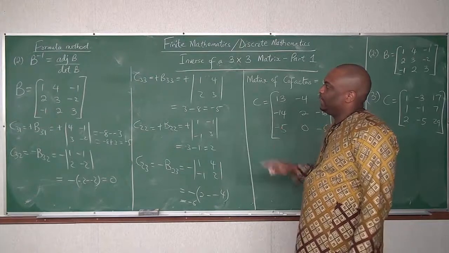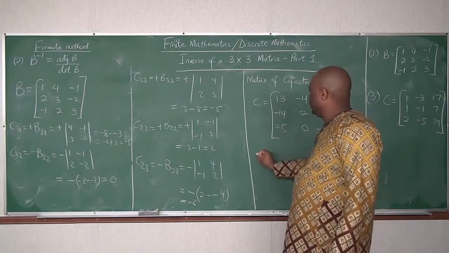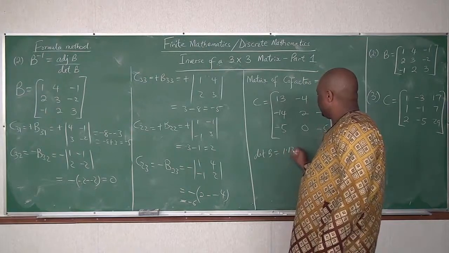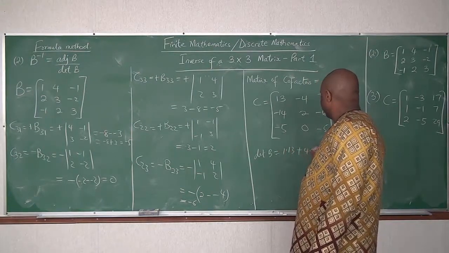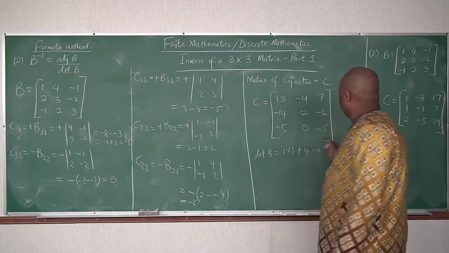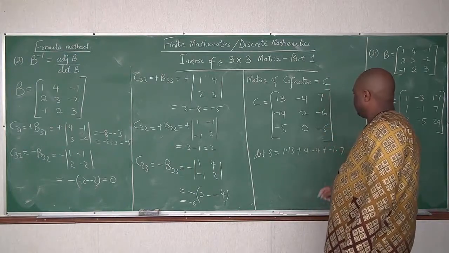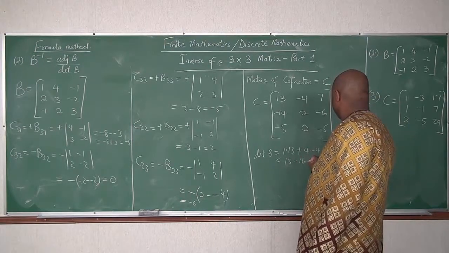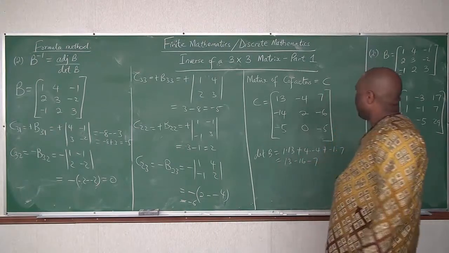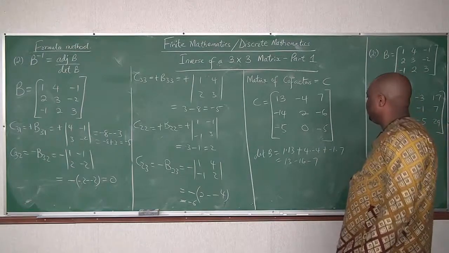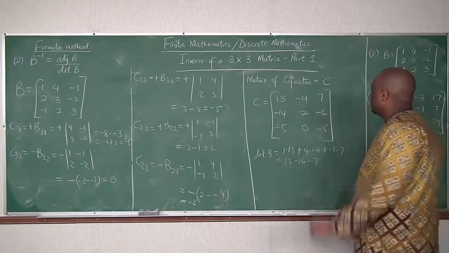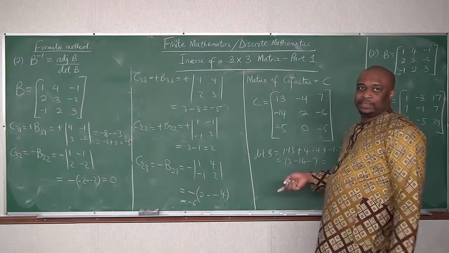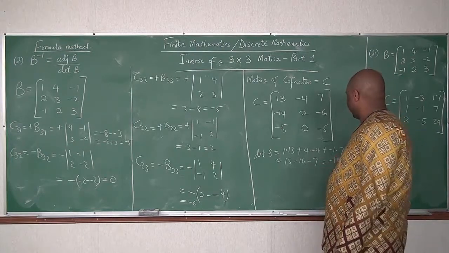Let's first of all see whether our determinant is right. Then B could be 1 times 13 plus 4 times negative 4 plus negative 1 times 7. So that would be 13 minus 16 minus 7. And 13 minus 16 is minus 3, minus 7, minus 10.